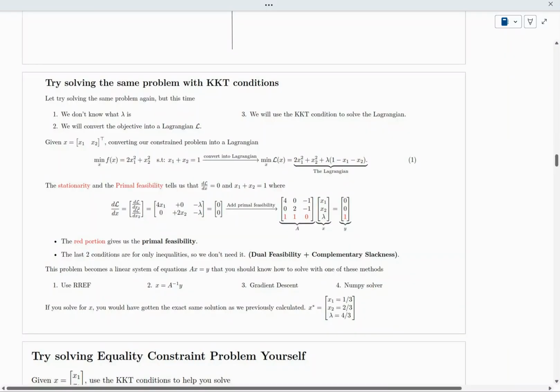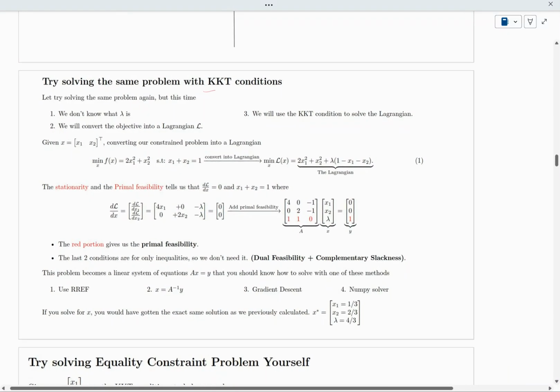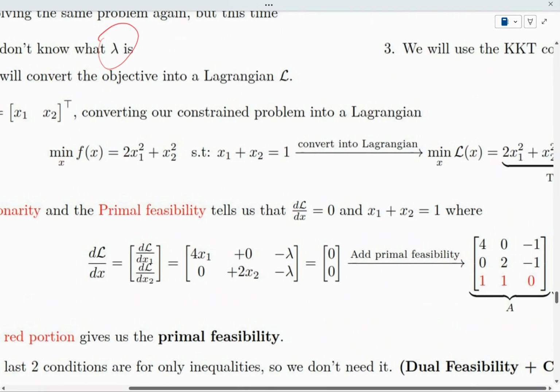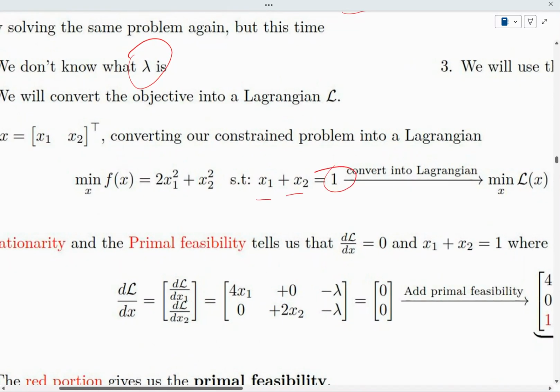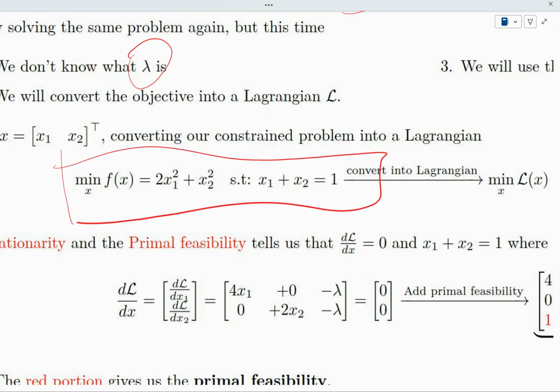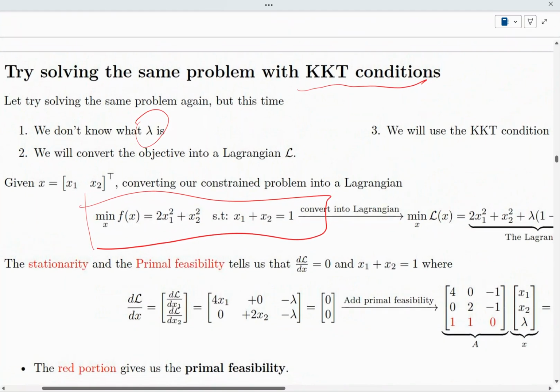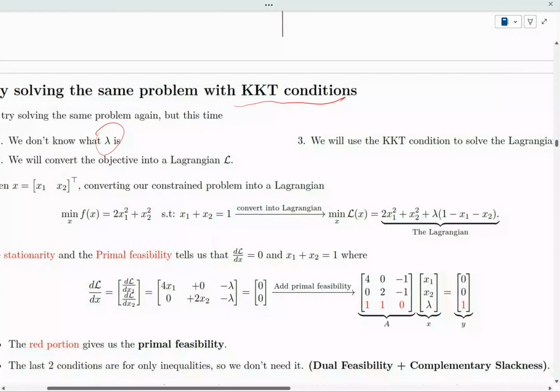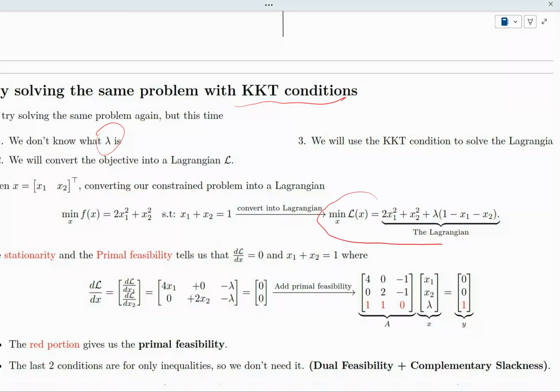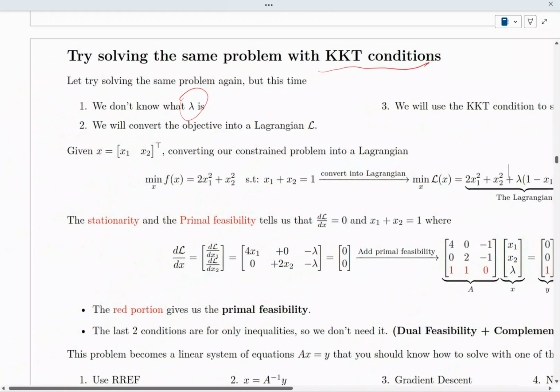All right. Let's now try to solve that same problem we have been solving, but this time with the KKT conditions. We don't know what lambda is, right? Remember it was x1 plus x2 equal to 1. So this right here is the problem that we have. And now if we convert it into a Lagrangian, it looks something like this. Okay, now let's use the stationarity condition.